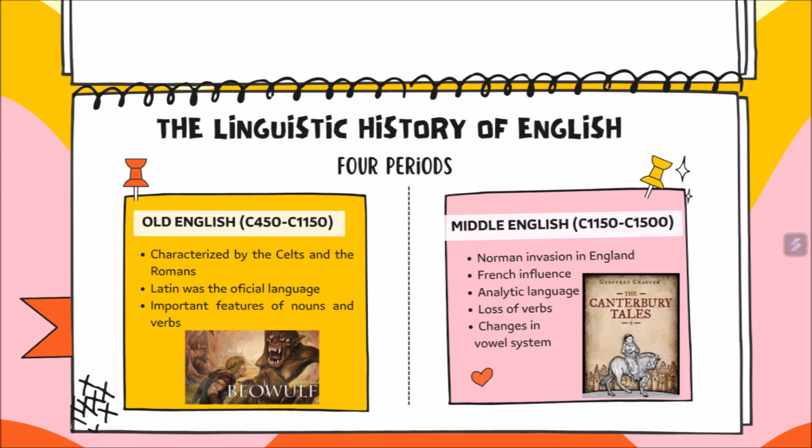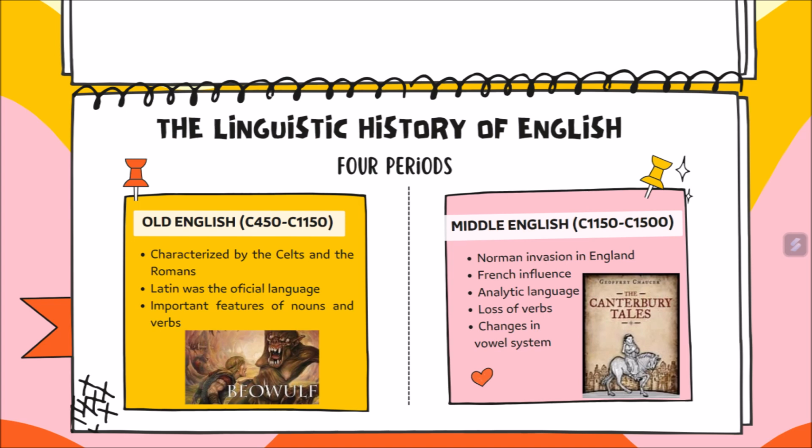The most representative groups of this time are the Celts and the Romans. The influence of Celtic language can be seen mostly in rivers and places names such as London, Pendle, and Thames. Latin was the official language during the Roman invasion in England.